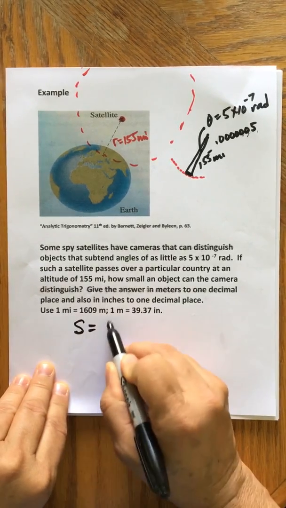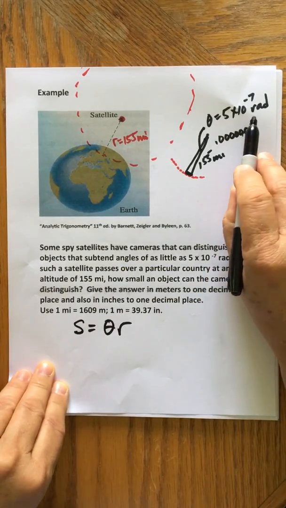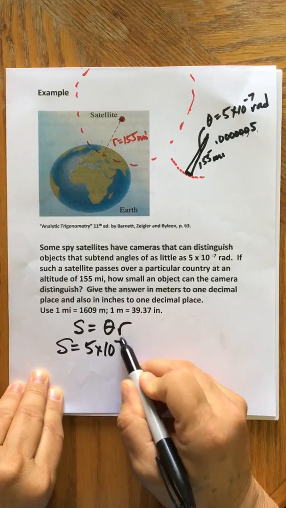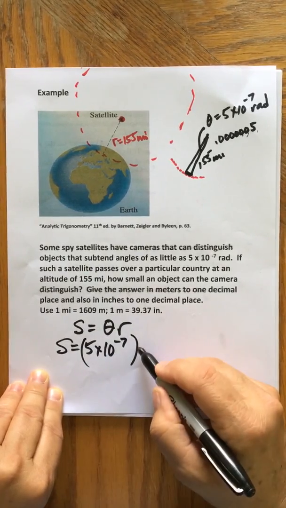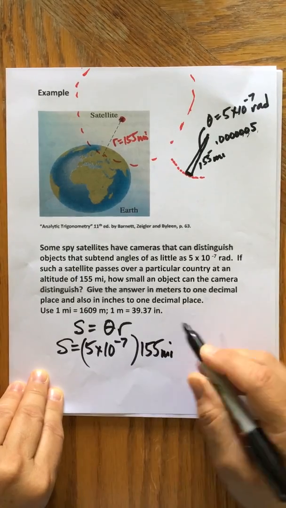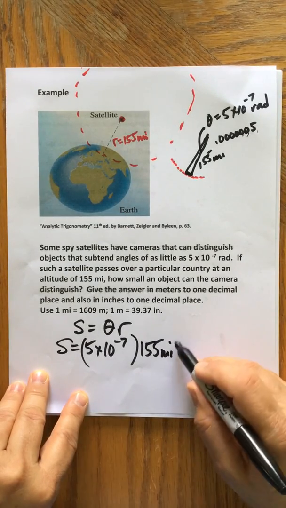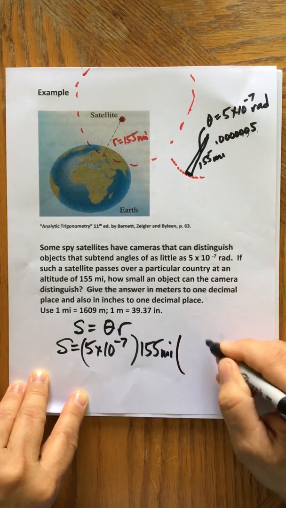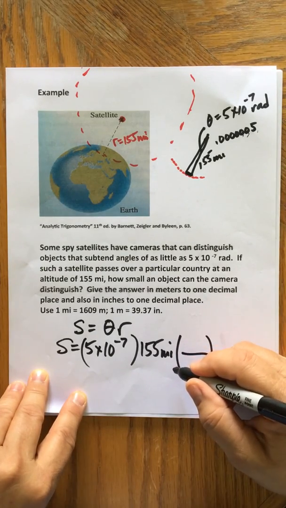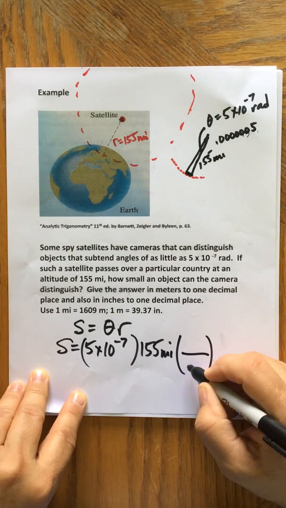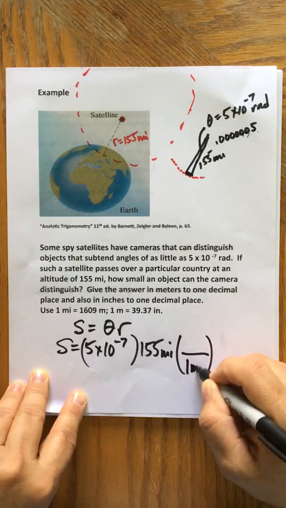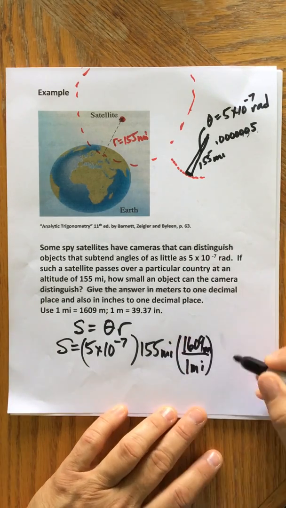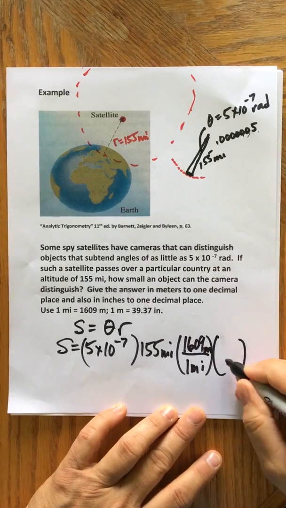So here S equals theta R. Theta is already in radians, so S equals 5 times 10 to the negative 7 times 155 miles, and that will be in miles. They want the answer first in meters and then in inches, so I'm going to go all the way down to inches so you can see it. In 1 mile, they're telling us there's 1,609 meters. So you'd be done right there for the meters, and then I'm going to keep going to the inches.